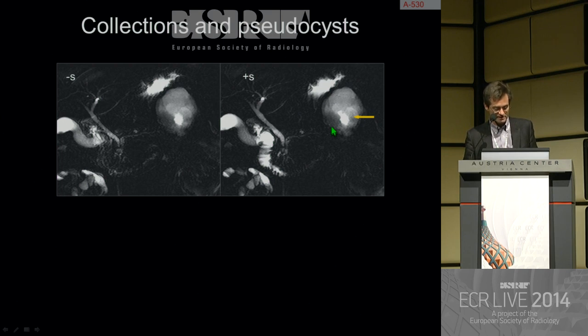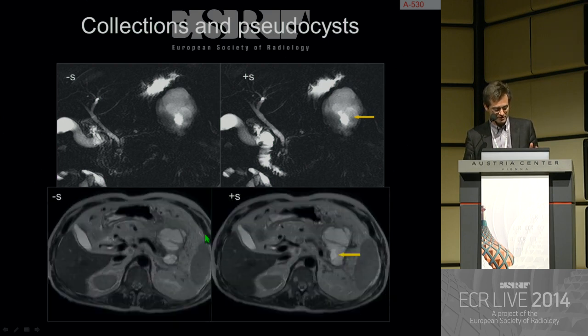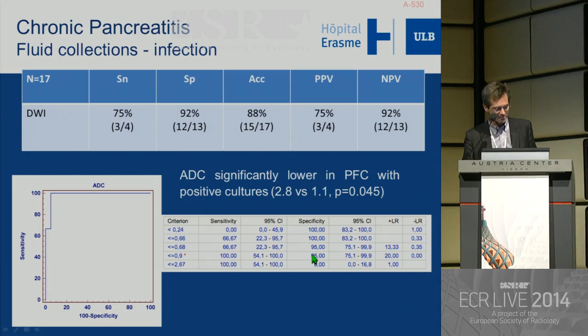And you can also address that by using cross-sectional imaging, using exactly the same sequence like here, before and after secretin stimulation, and you see quite nicely the site of the rupture of the leakage and the increase in volume of the fluid collection itself.